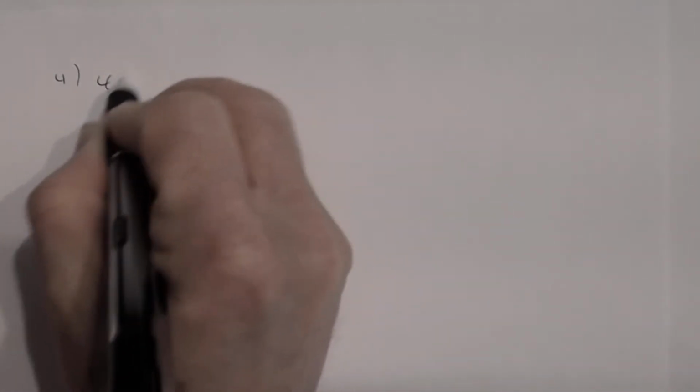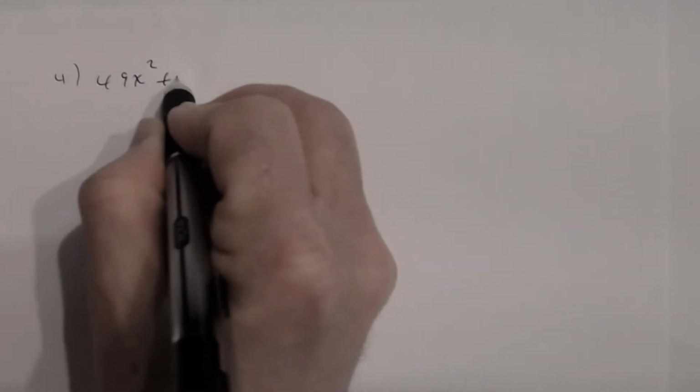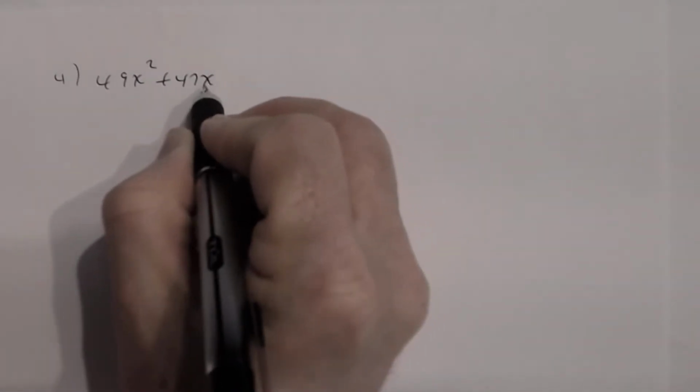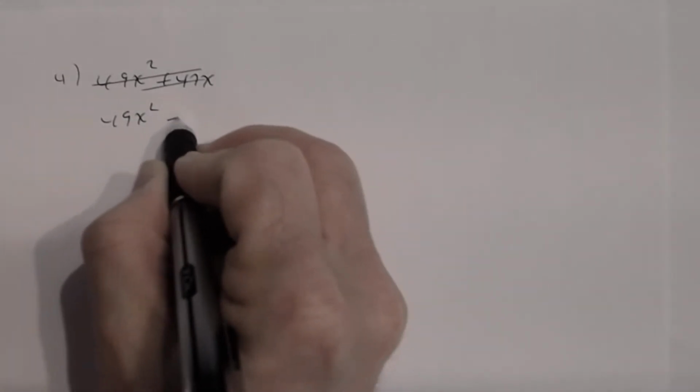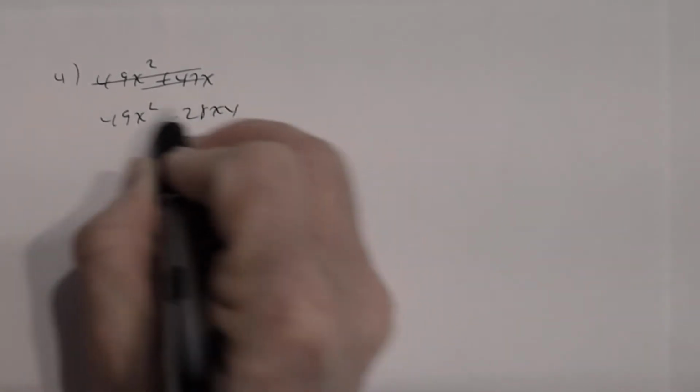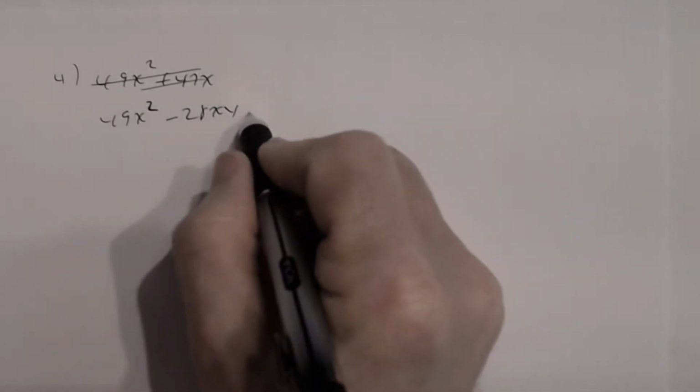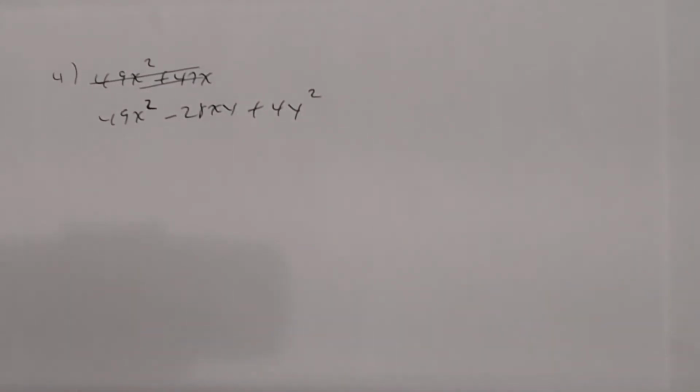So let's look at number 4. Number 4 we have 49x squared minus 28xy plus 4y squared. Oops, sorry, let me go ahead and rewrite this. So 49x squared minus 28xy plus 4y squared.